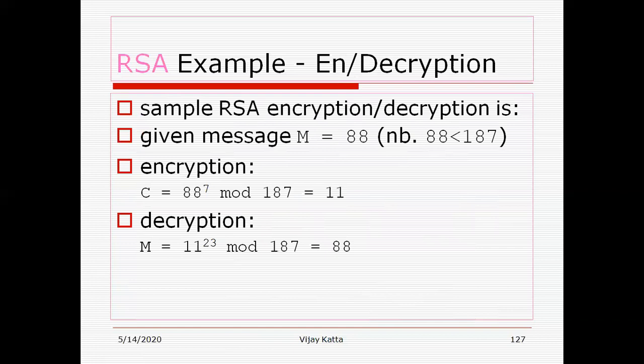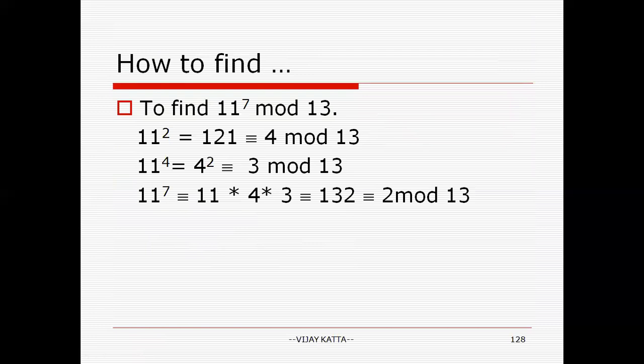So suppose I had to send a message M equal to 88. Then 88 power E, the encryption process, mod 187 is 11. Decryption is 11 power 23 mod 187, where this 23 is my decryption key, and that gives 88. So in this pattern we solve this. Now this is simply finding 11 power 7 mod 13.